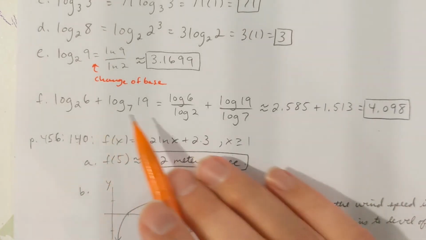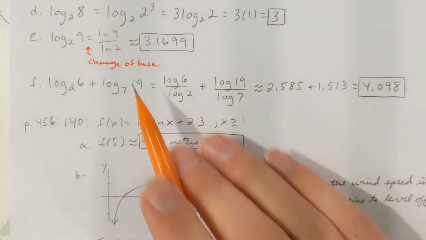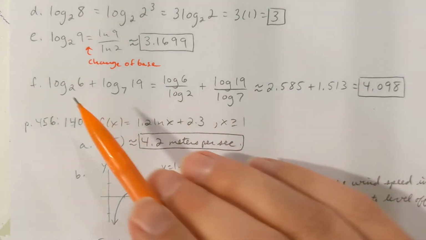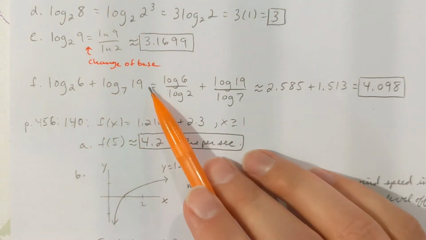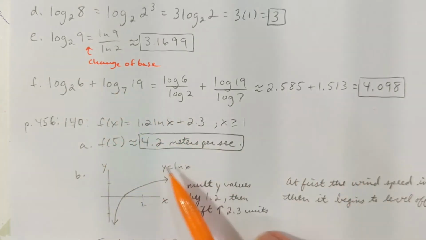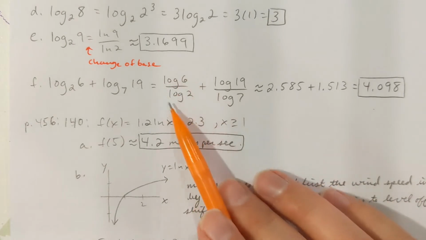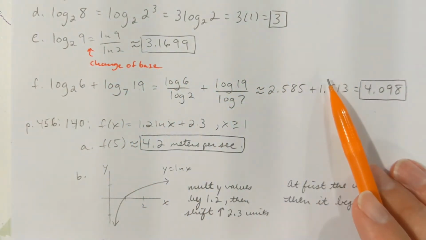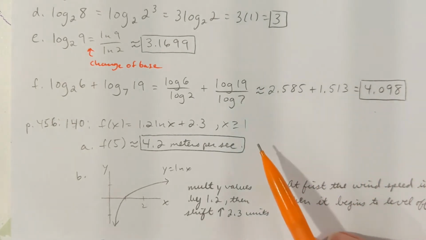Part F is going to be a similar deal here, where I'm going to want to change the base. I'm actually going to want to do that twice. Since 6 is not a power of 2 and 19 is not a power of 7, I'll want to change the base on both of these. I'm going to change the base to be base 10, although I could have used base e, that's fine also. Again, the numbers will be the same.